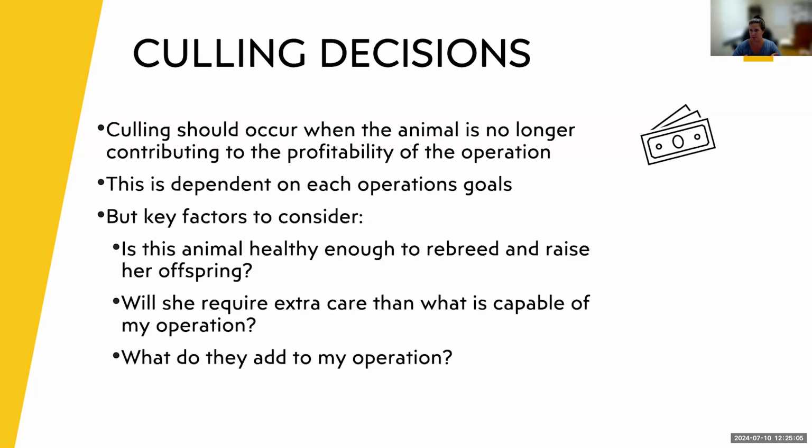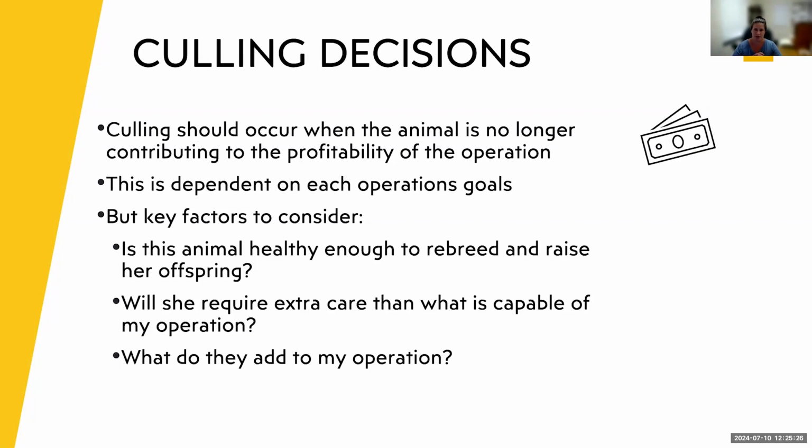And are you capable of providing that for your operation? So I'll talk about that in a few different instances. Some animals might be able to have more longevity, but they're going to take extra care. And it's usually a financial cost to you as the operator that's going to have to decide if that's worth it or not. And then also, what do they add to your operation?